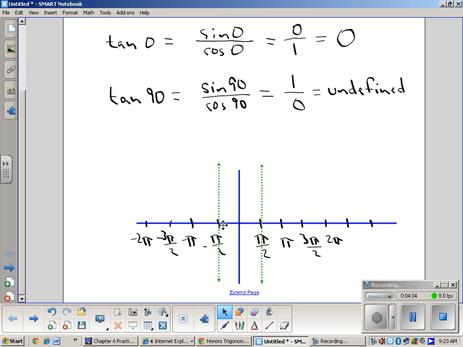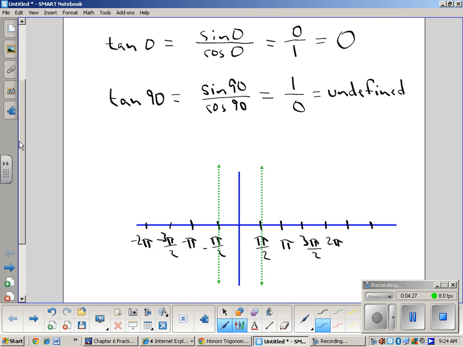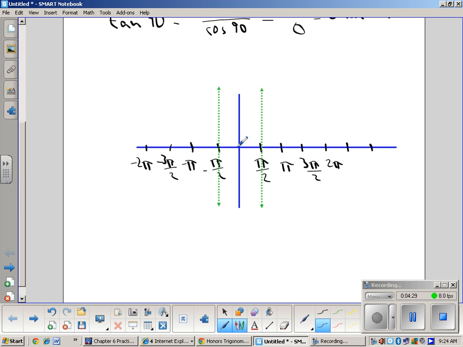And what do we say occurred at 0? The value of the function is 0. That's not an asymptote, that's a number. So at 0, I have a dot there.